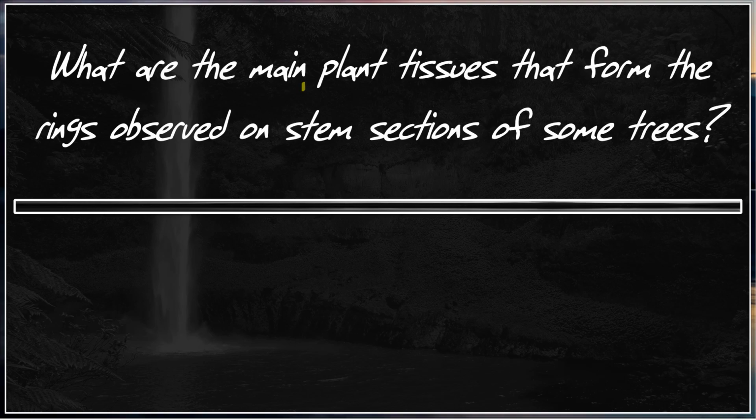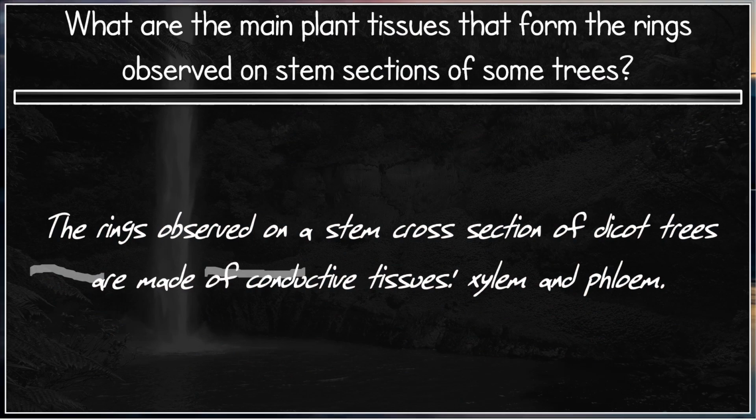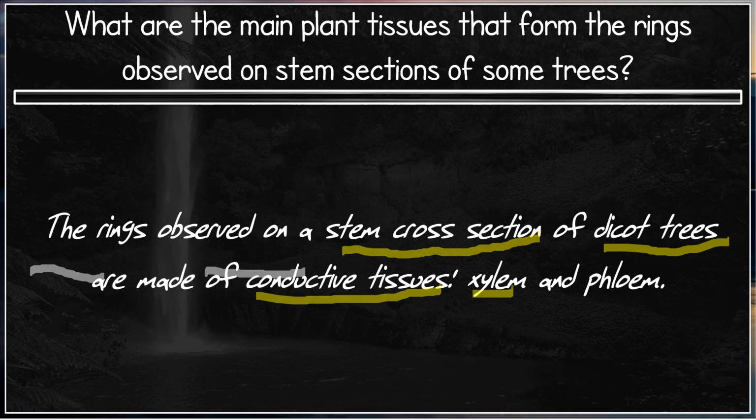What are the main plant tissues that form rings observed in the stem section of some trees? The rings observed in the stem cross section of the dicot trees are made of conductive tissue, that is the xylem and the phloem.